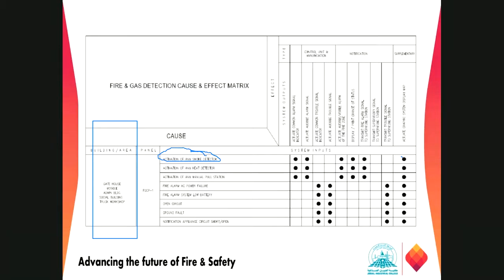So it will activate the common alarm signal. So all the alarm systems in those areas will be activated. It will activate the audible alarm system, right? And then it will activate the audible or visible alarm system. Normally, when some detector is activated, we see which ones they are going to activate. So this is the cause, and what will be the effect for that cause.